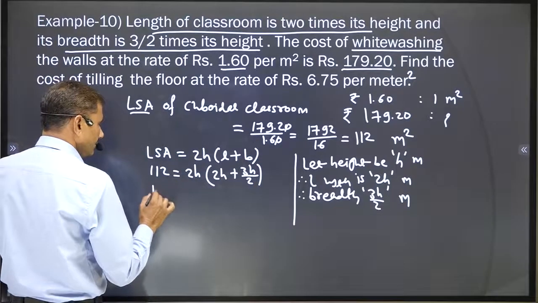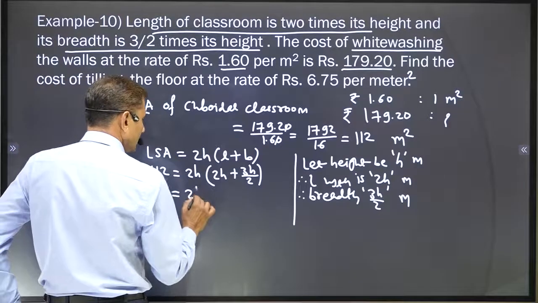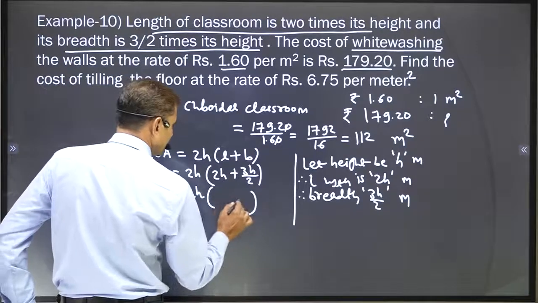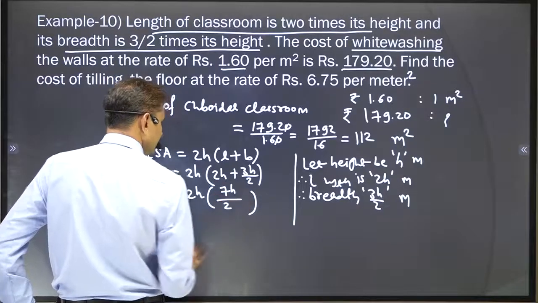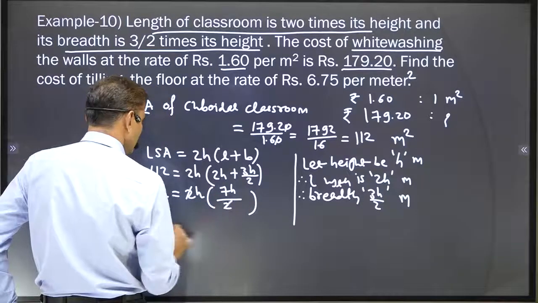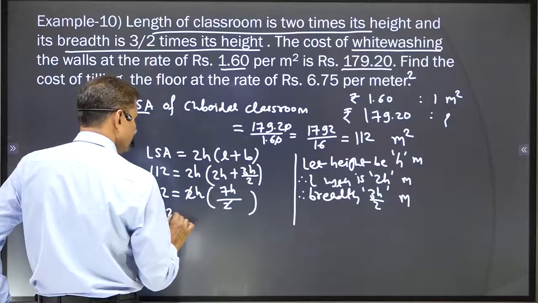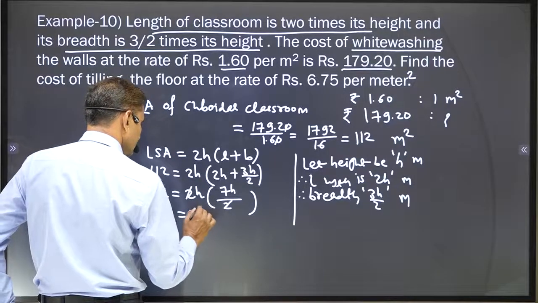So now 112 equals 2h times something; you can cross multiply here. So 2 to the 4, 4 plus 3, 7h. Okay, 2 and 2 cancel. So 112 equals 7h square.